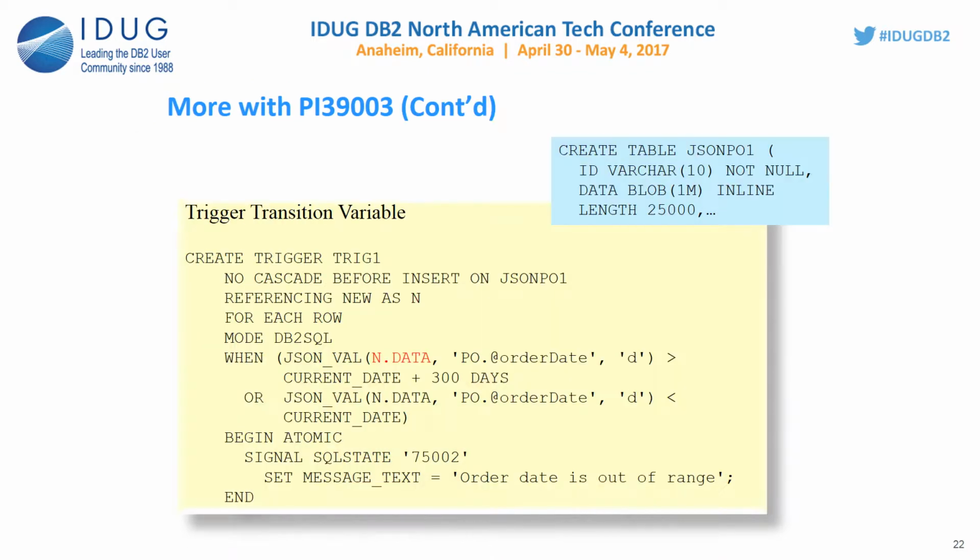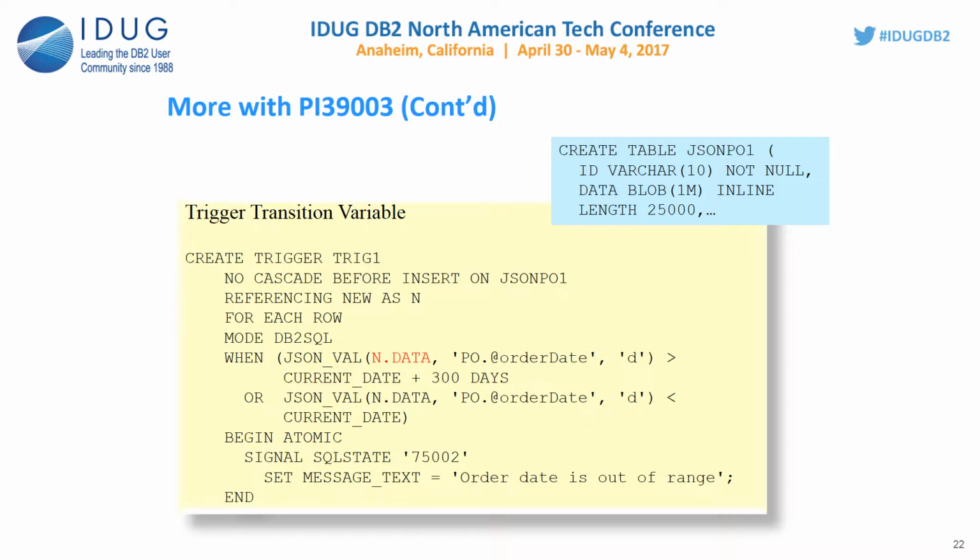Okay, you can use a trigger transition variable. Do you guys use triggers? A little bit. Okay, good. So this is a transition variable called N, and you can see it's on PO1. This is a table, and data is the column where you store the JSON document. So you can pass this directly into the first parameter as JSON_VAR with the transition variable here. In this example, they're looking at the date, if the date is about one year later or some days before today, so they will signal a special SQL state or message here.